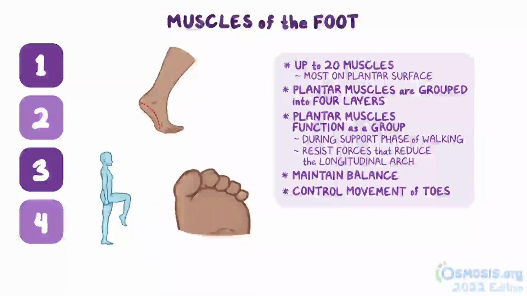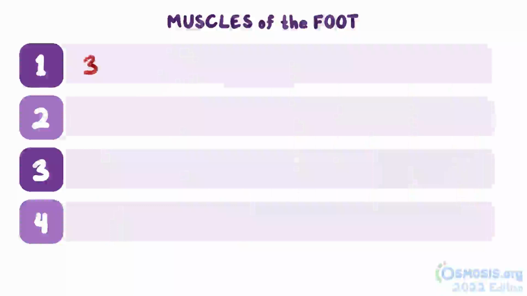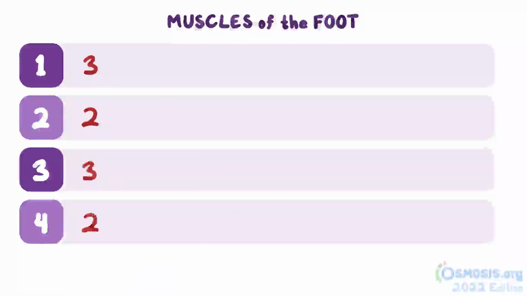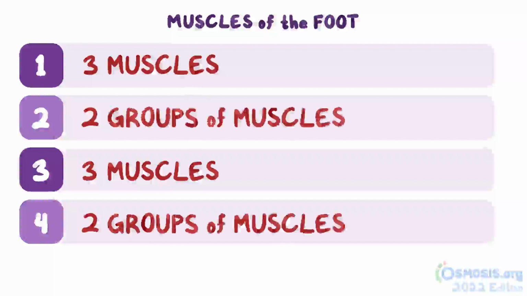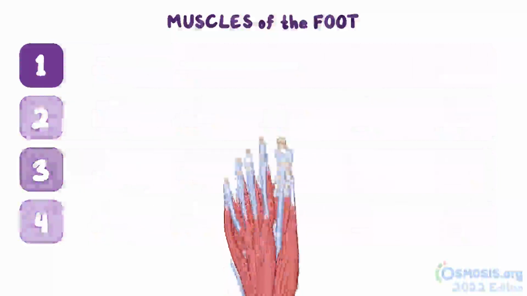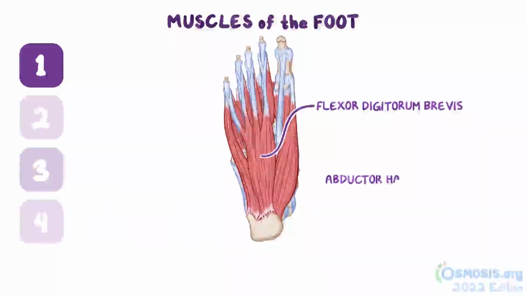Now, before we start, to help remember how many muscles are in each muscle layer, just think of 3-2-3-2. There are 3 muscles in the first layer, 2 groups of muscles in the second layer, 3 again in the third layer, and 2 in the fourth layer. To make that even easier to remember, think the odd layers, or the first and third, have 3 muscles, which is an odd number, and the even layers, 2 and 4, have an even 2 muscles each. So the 3 muscles in the first layer are the flexor digitorum brevis, abductor hallucis, and abductor digiti minimi.